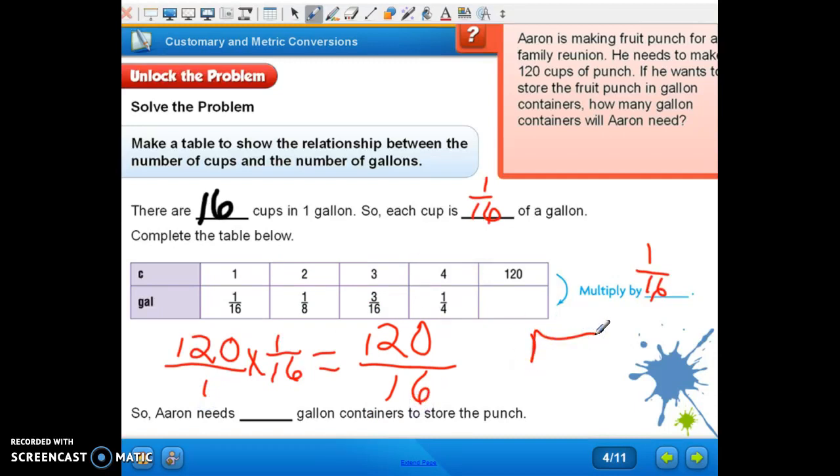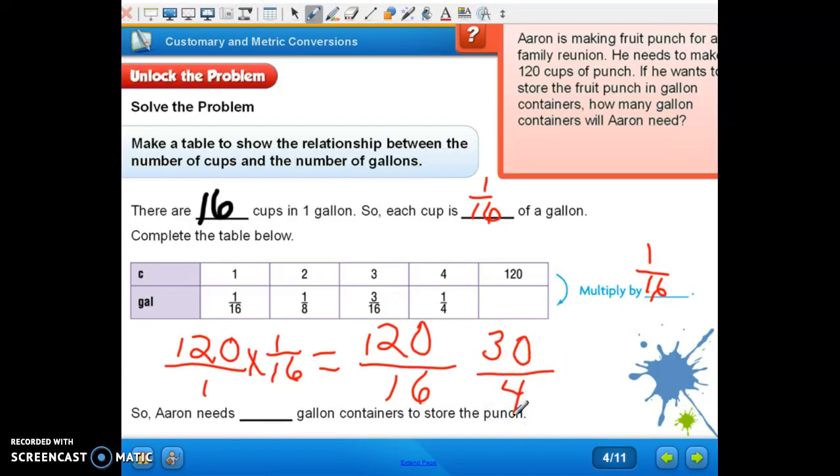So we can reduce this right now, and that will save us a lot of headache. What can I divide each of those by? 2, 3, 4. Well, I can divide it by 4. What am I going to get? How many 4s in 12? 3.